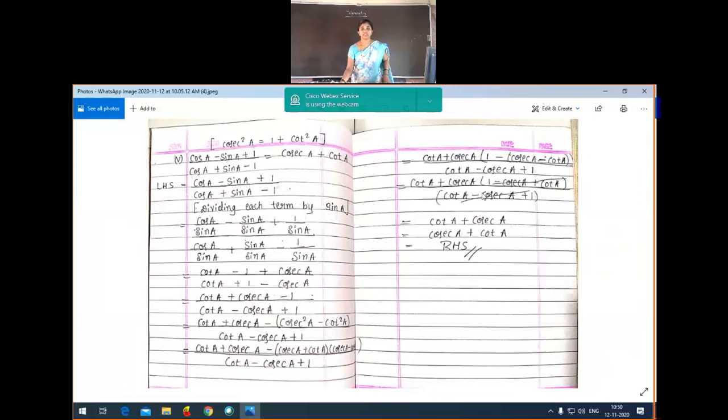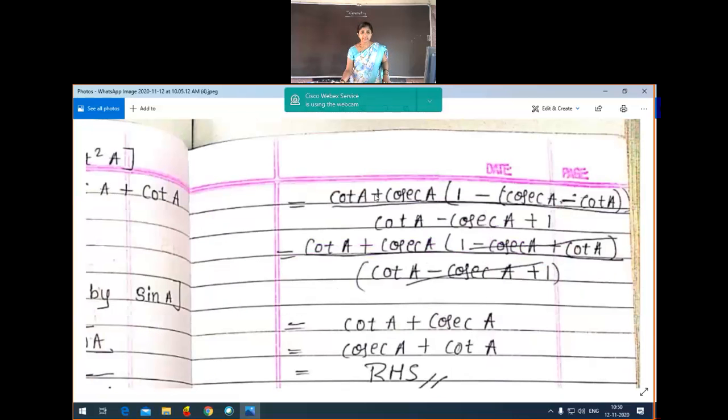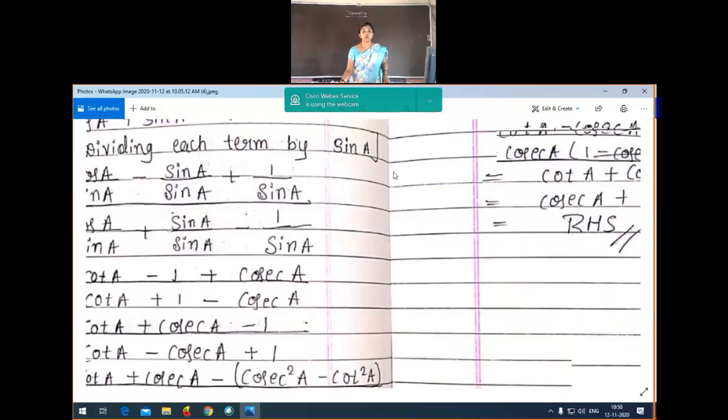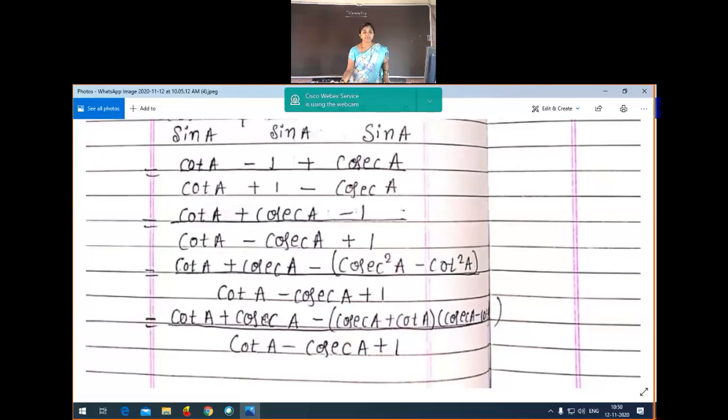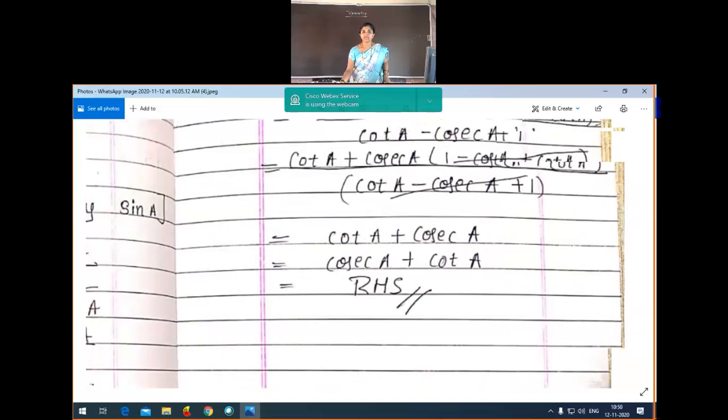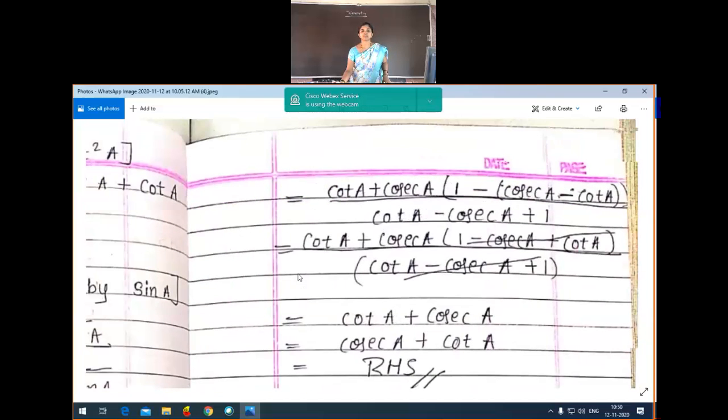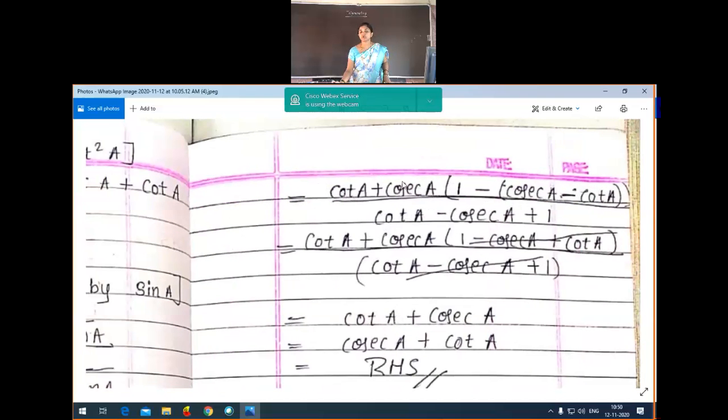Next step, very simple. See, cot A plus cosec A. Now what we have to do here? Cot A plus cosec A. Inside also cosec A plus cot A. Same to same expression. Now can we take cot A plus cosec A outside as a common factor? Yes. Now we have to take this one as common factor. Cot A plus cosec A common factor. Then what happens? In the first expression 1 is remaining, minus. In the inside bracket cosec A minus cot A is remaining.